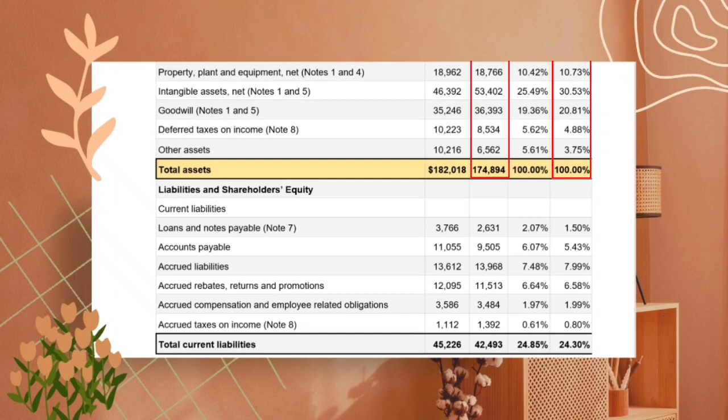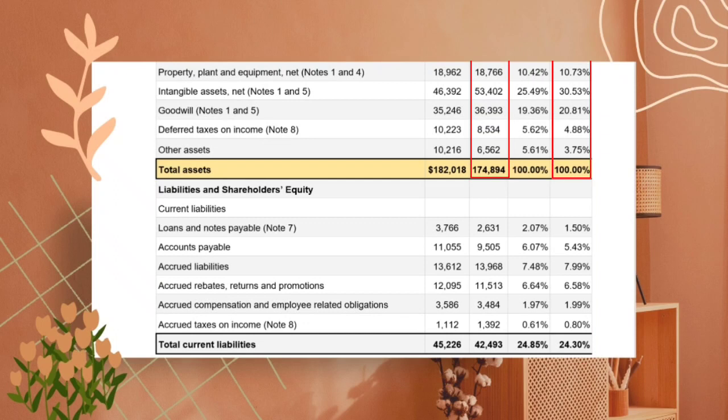Next is the goodwill, notes 1 and 5. We have here 36,393. We will divide it by the total assets of 174,894. After getting the total, we will again multiply it by 100 so we can get 20.81%. Next is the deferred taxes on income, note 8. We have here 8,534. We will divide it by the total assets of 174,894. After getting the total, we will multiply it by 100 so we can get 4.88%.